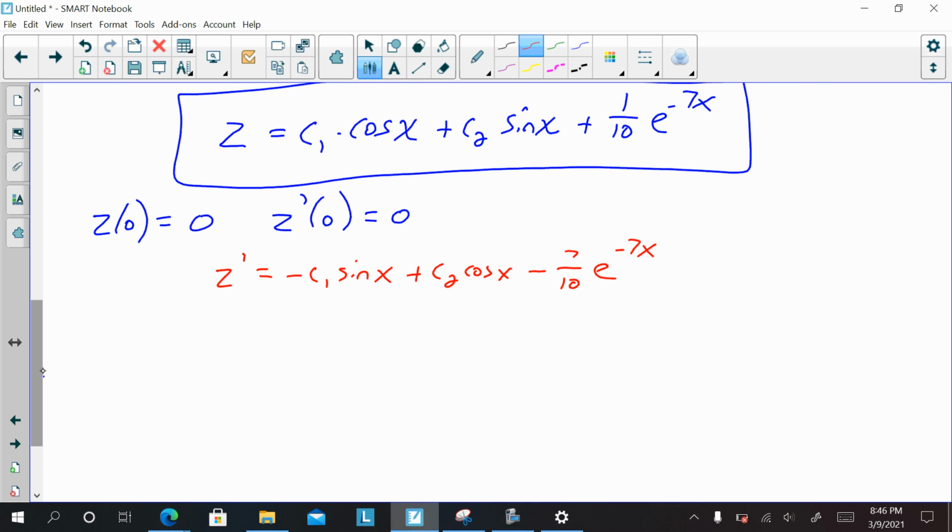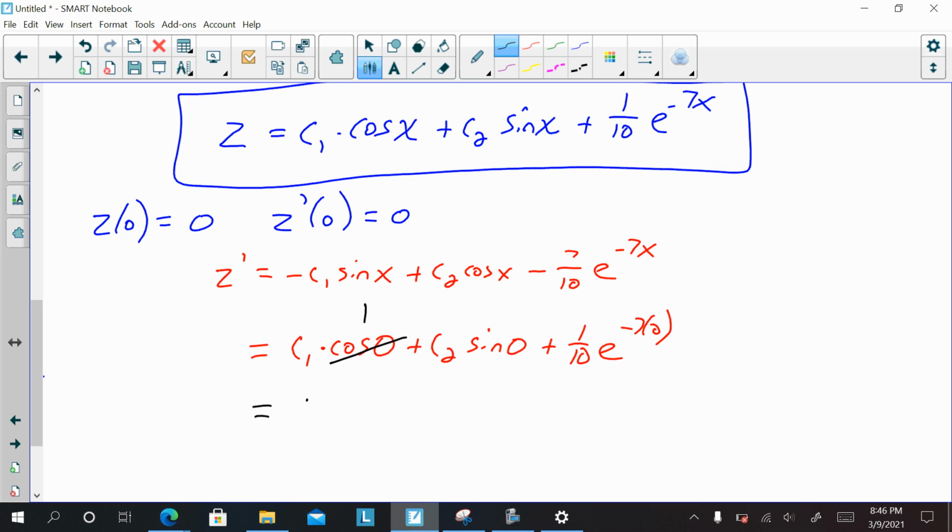So for the function itself, if we plug a 0 in, we get c1 times cosine of 0 plus c2 times sine of 0 plus 1/10 e to the negative 7 times 0. Cosine of 0 is 1, so we get c1. Sine of 0 is 0, so that's gone. E to the 0 is 1, so that last term is 1/10. And what do we get when we plug a 0 into our function? We get 0. So if we solve that, we get c1 is negative 1/10.